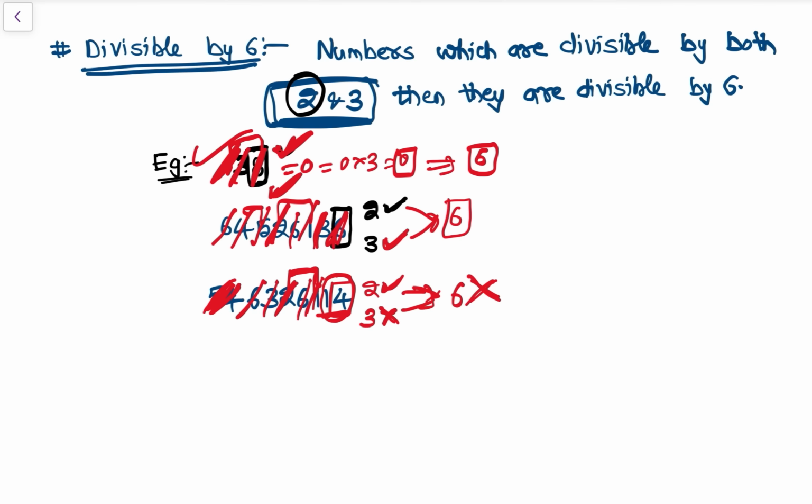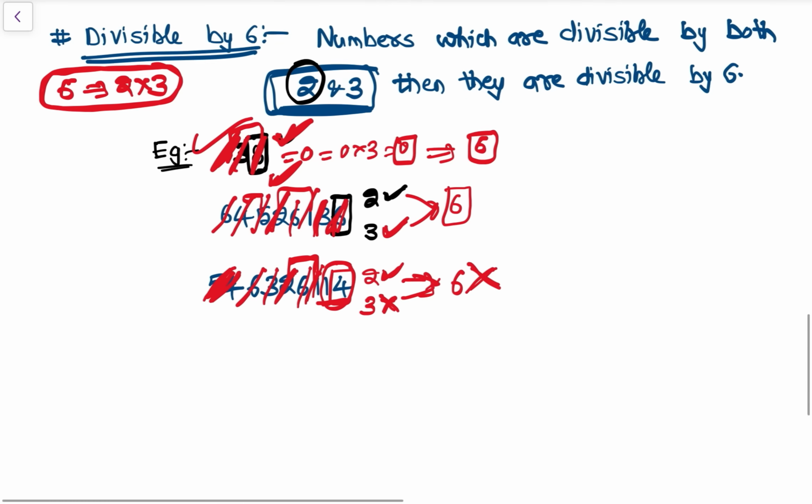Got it? Why is it like that? Because we can write 6 in the form of 2 into 3. You will understand later why this is so. Just wait for some time.